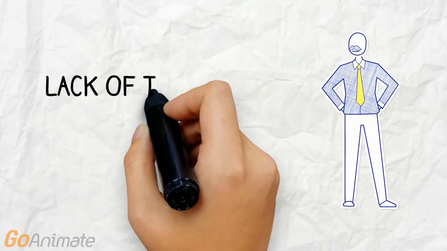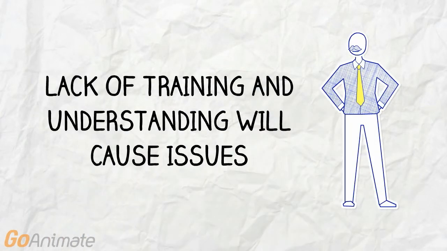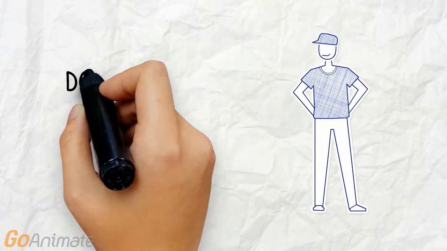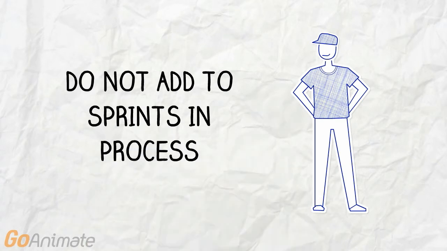Lack of training or support can be an issue. If those involved don't understand the Agile process, there will be issues which can derail the project. Finally, there can be issues adding to a sprint that is already in progress, and this should not be done. Doing so can slow down the sprint. You should wait until the next Scrum.